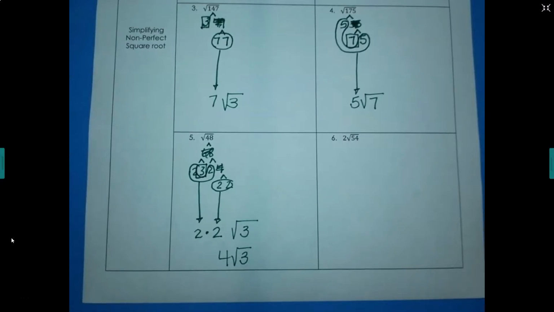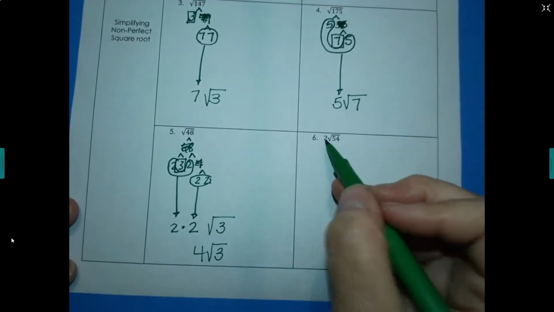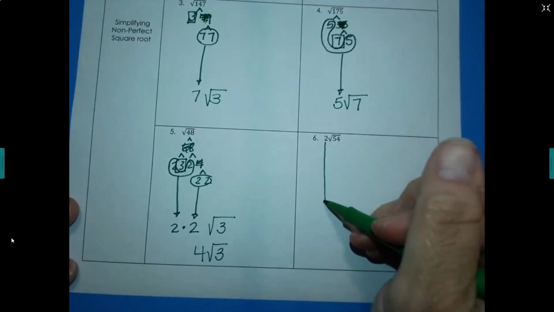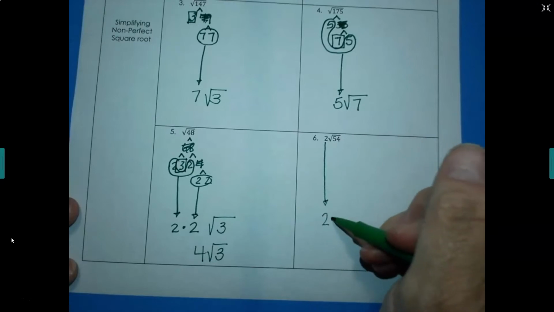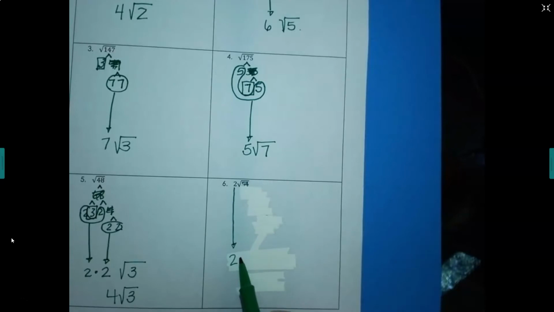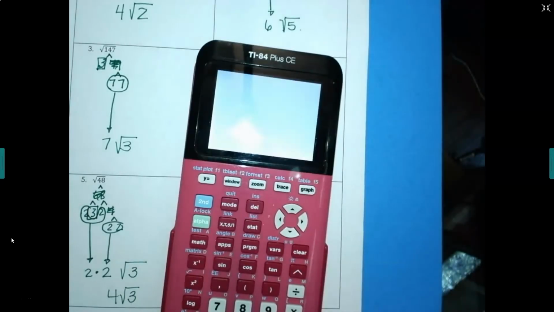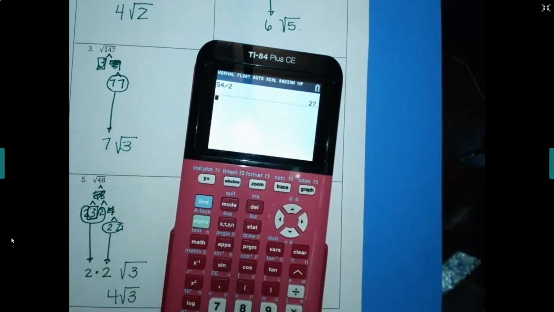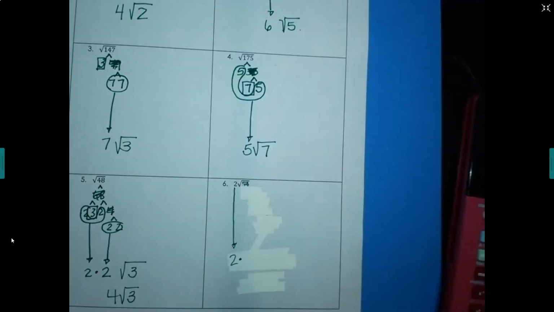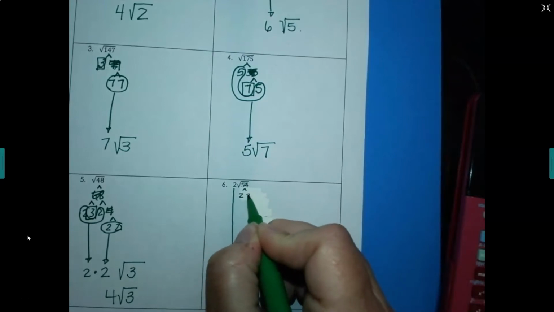All right, one last example, and you can go do your practice assignment. This one has a coefficient, so I'm just going to remind you, bring the coefficient. Remember, whatever's on the outside, you're going to multiply it to whatever else comes out. 54. How do we make 54? It's even, so I divide it by 2 and I got 27. So I'm going to break that down to 2 times 27.